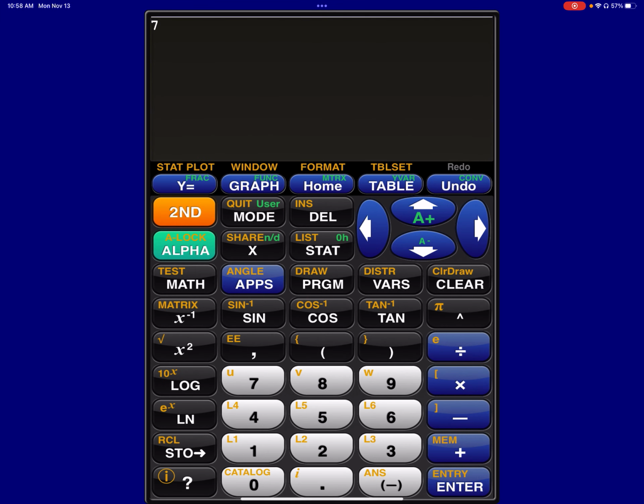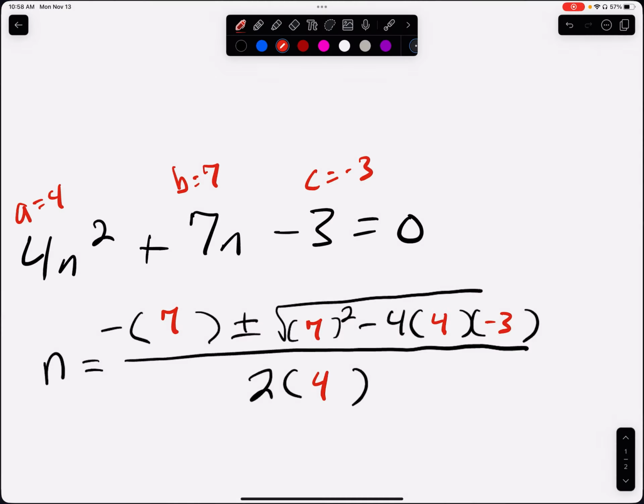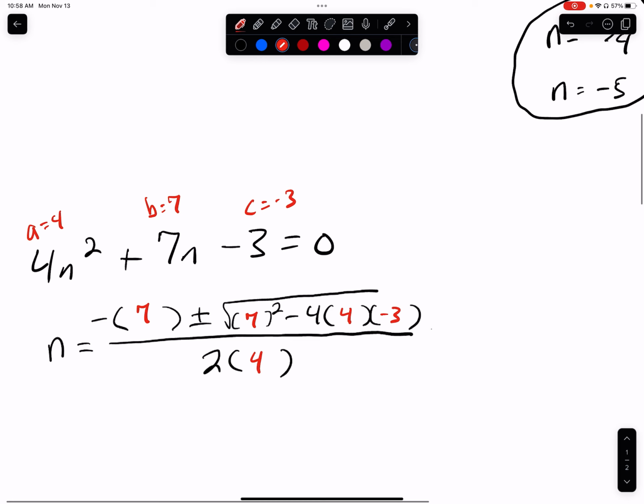So I've got 7 squared minus 4 times 4 times -3. And then what do we get? 97. Okay, now, if I try to go, well, what's the square root of 97? You see, we're going to get an irrational answer. So when that happens, we're just going to leave it in our radical form. So I got -7 plus or minus the square root of 97, all divided by 8.